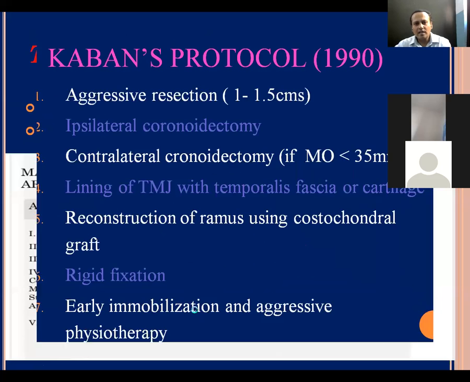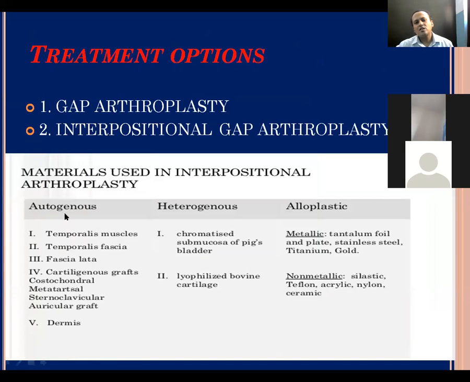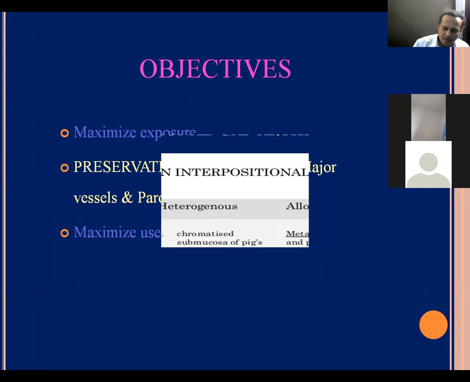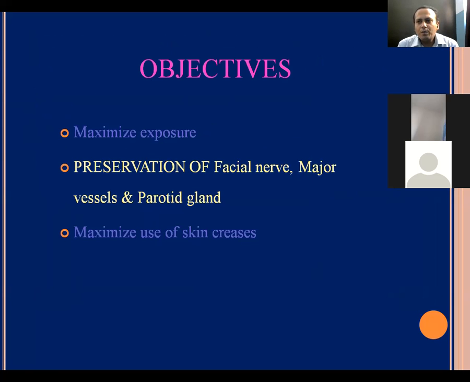So now we know the materials which can be used. Those could be autogenous, heterogeneous, or alloplastic. Now coming to the objectives of management of temporomandibular joint ankylosis, the surgical objectives. One is we need maximum exposure, that is, exposure should be maximum to the temporomandibular joint region. Second is preservation of facial nerve, major vessels, and parotid gland.